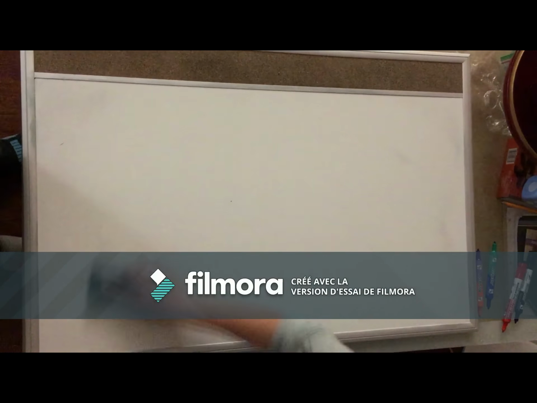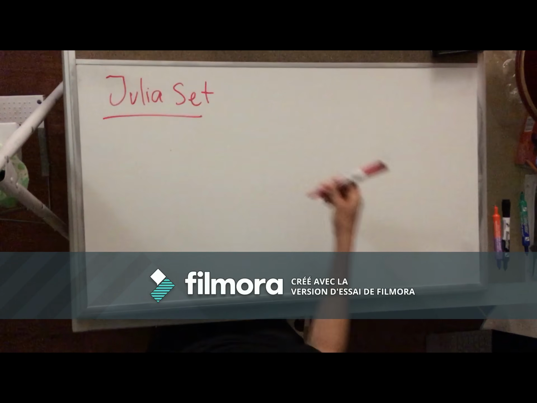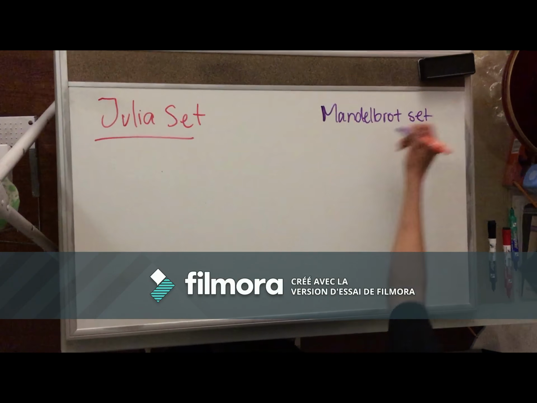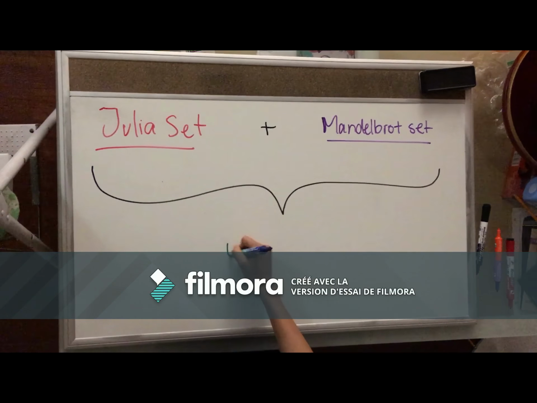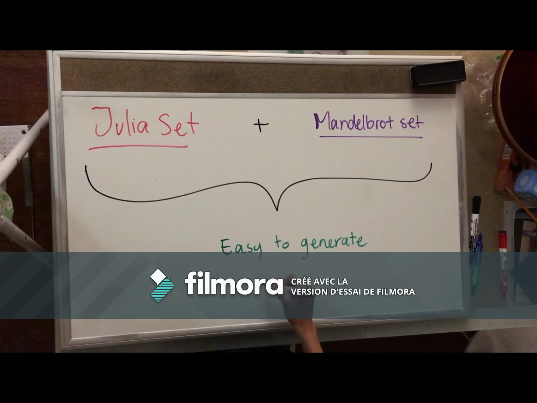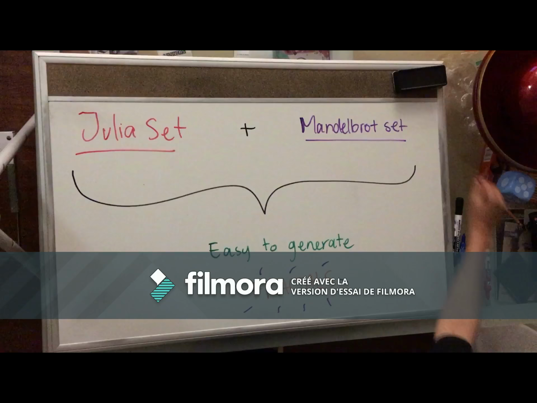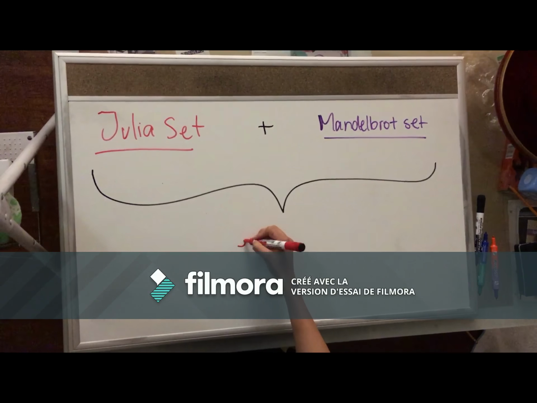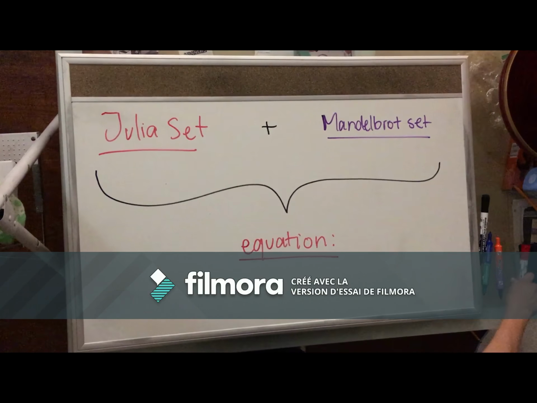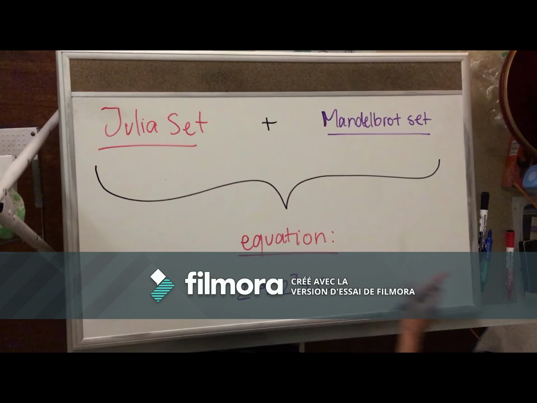The Julia set and Mandelbrot set are both really easy to generate with computers, which makes them both famous sources of fractal images. For both of these sets, it is the same equation that will be used. However, we will be exploring different variables of the function with each set. The function used is z squared plus c.